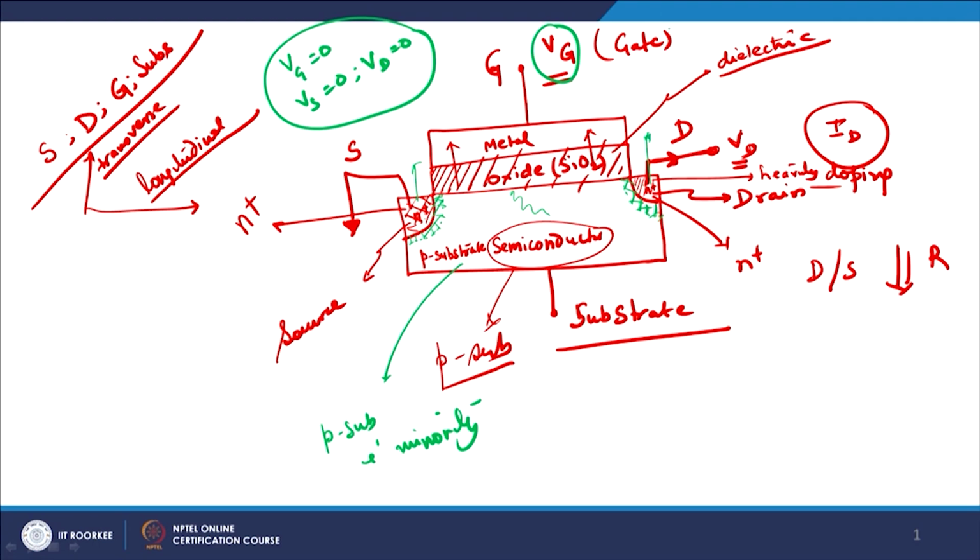Now what I do is, this is quite interesting, and this is where we can actually do quite a bit of change. We try to make our Vg greater than 0, and that is quite important. As you make Vg greater than 0, there will be an electric field in this direction, of course, and as a result a large number of electrons from the source, from the drain and from the substrate, minority charge carriers, will all rush towards the interface.